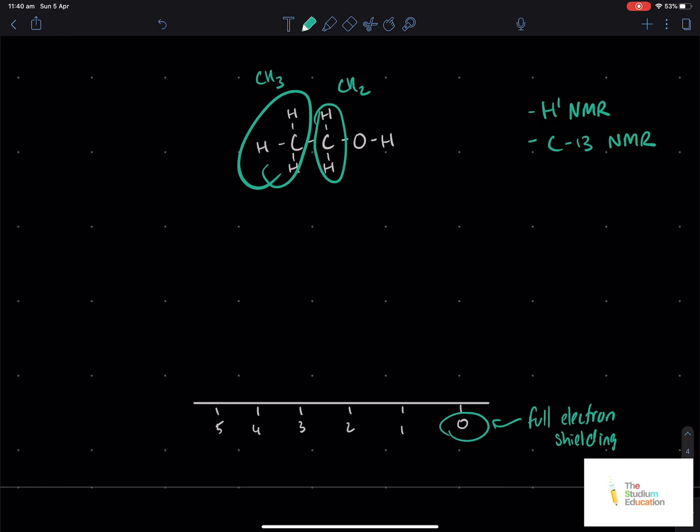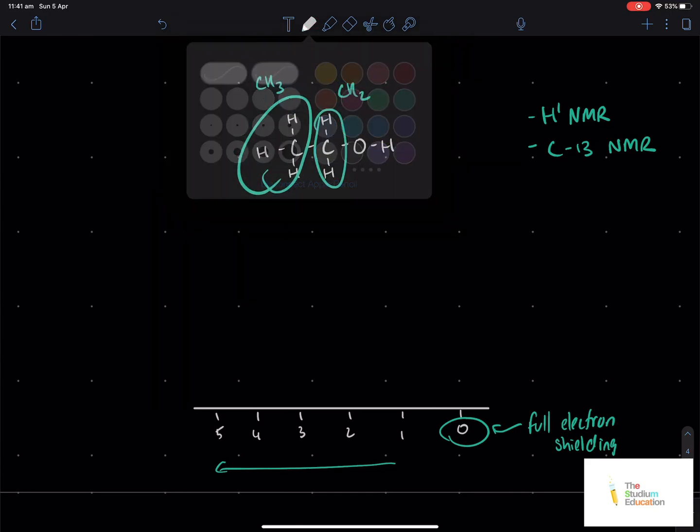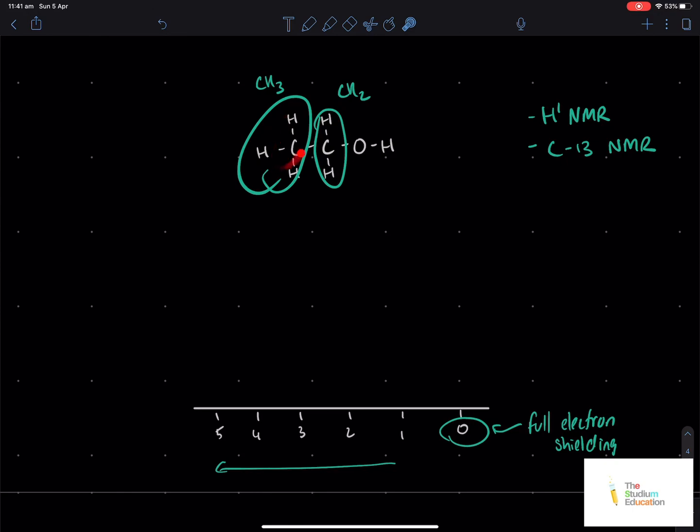So as we move away from 0, we get more chemical shift, which means there'll be less electron shielding. So I'm just approximating here, but this CH3 will have a much lower chemical shift than this CH2, which will have a much larger chemical shift because of this electron shielding concept.